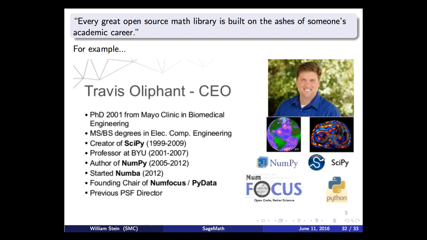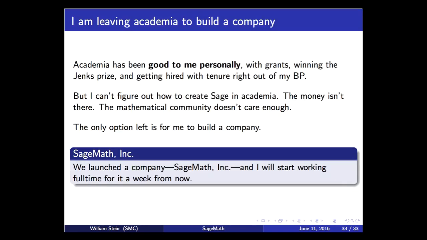But he's had a great career since in industry. He worked at Enthought, a Python consulting company, and he's now the CEO of Continuum Analytics, which is a big open source software type consulting company.